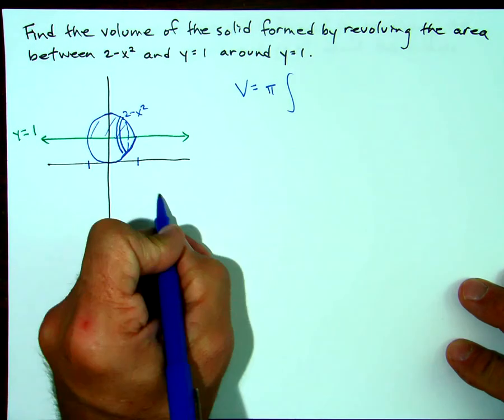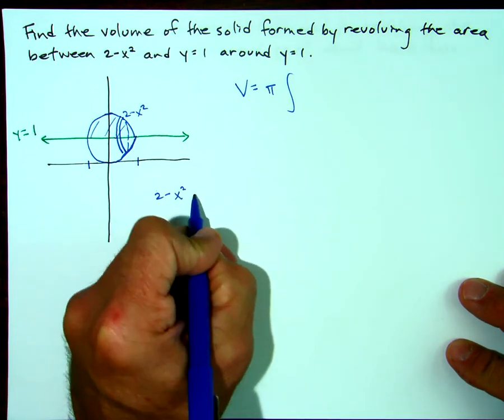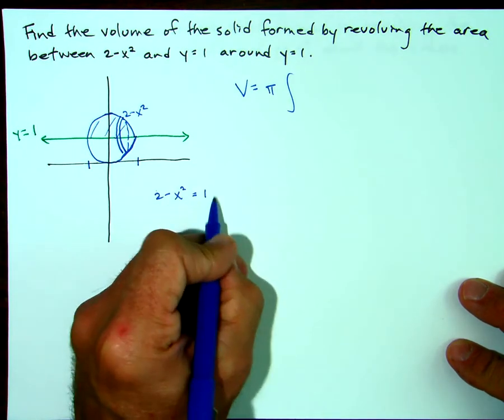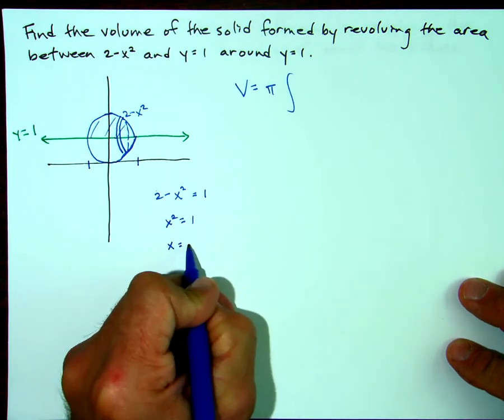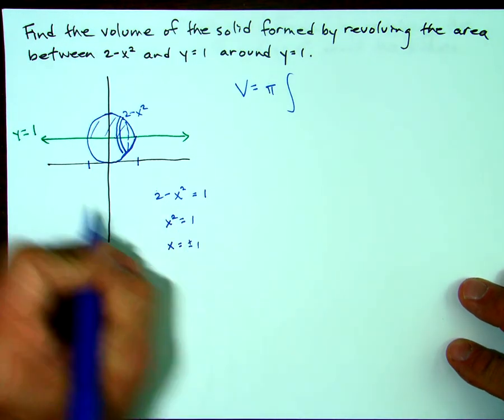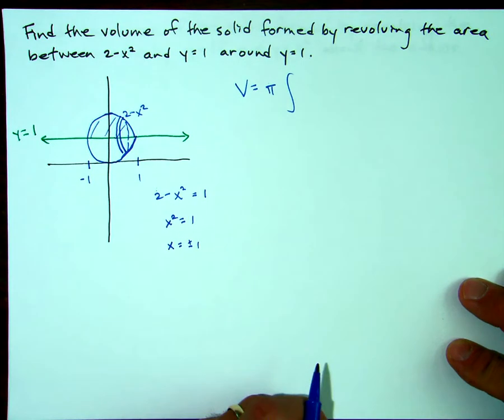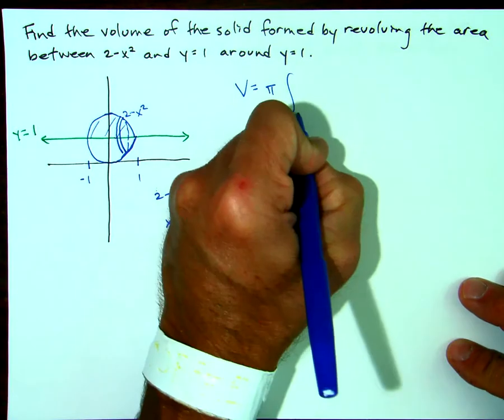So let's just set them equal. 2 minus x squared equals 1. If I bring the x squared over and subtract the 1, I get x squared equals 1, and that's going to occur at x equals plus or minus 1. So here's negative 1, there's 1. That's our bounds of integration.